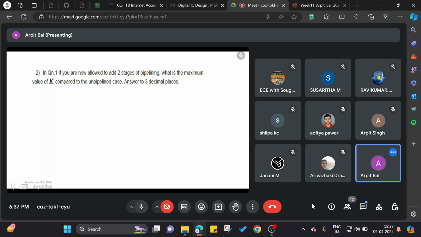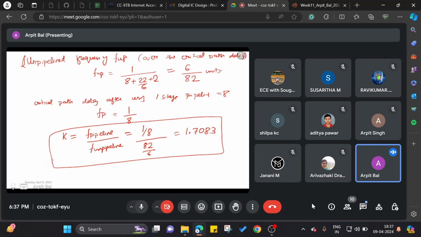In question 1, if you are now allowed to add 2 stages of pipelining, what is the maximum value of K compared to the unpipelined case? Okay, so here I want you to make one observation. My K value mentions by what factor I can increase the frequency of operation, right? So K will be greater than 1, because that is the motivation behind using pipelining, so that the speed increases, right? So now you can see the F pipeline is 1.7 times the F unpipelined.